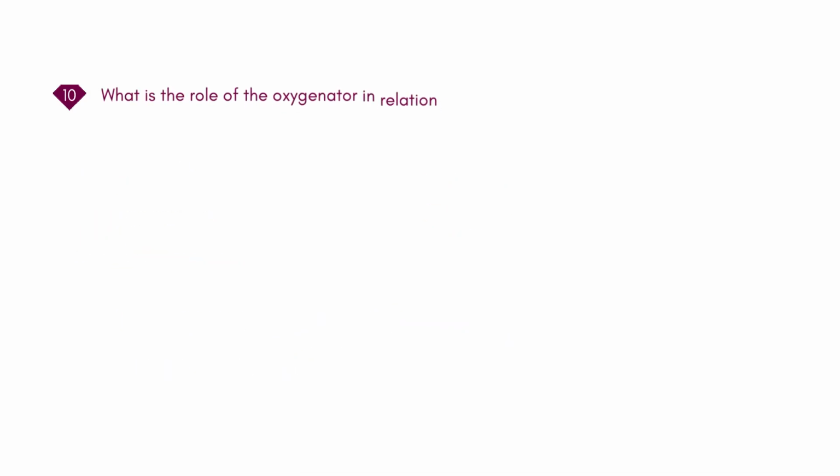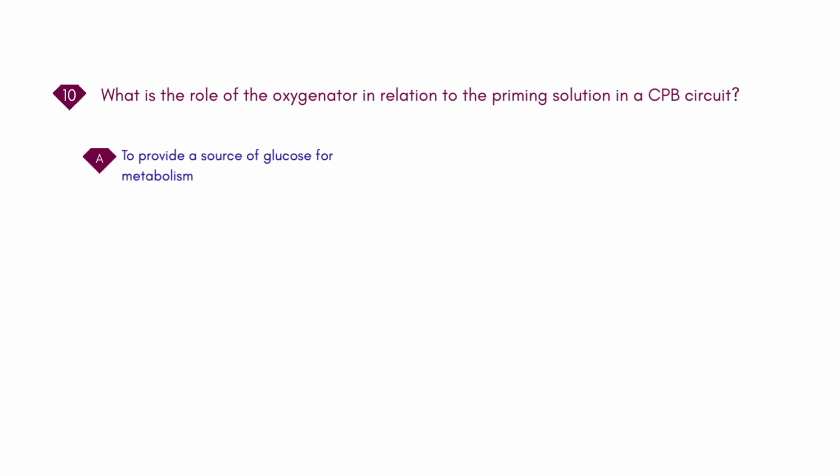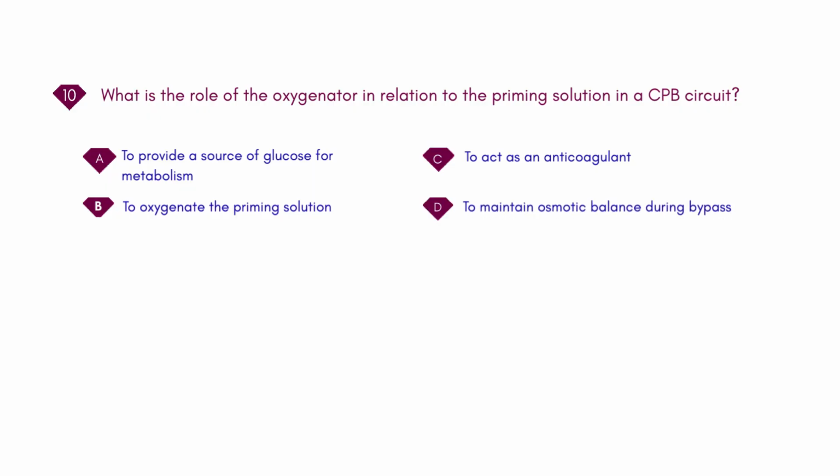What is the role of the oxygenator in relation to the priming solution in a CPB circuit? A. To provide a source of glucose for metabolism. B. To oxygenate the priming solution. C. To act as an anticoagulant. D. To maintain osmotic balance during bypass. Answer: B. To oxygenate the priming solution.